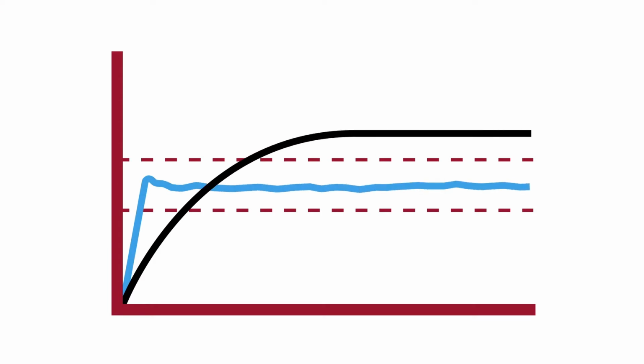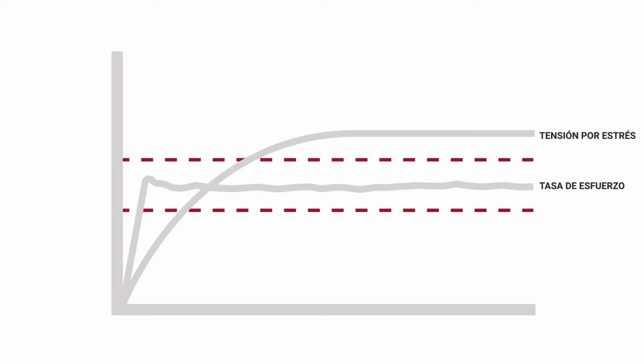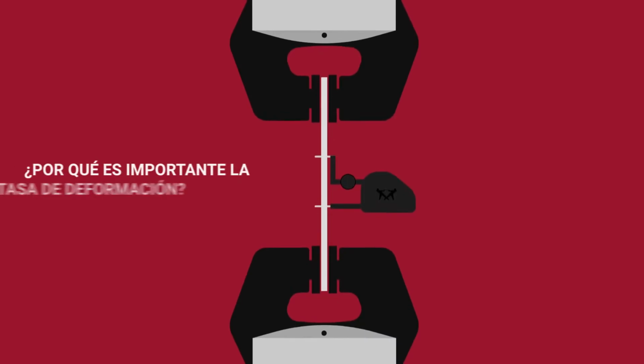This animation shows an example of a typical test run in strain control. The two dotted lines serve as the 20% upper and lower limits of the desired strain rate dictated by testing standards such as ISO 6892-1 or ASTM E8.